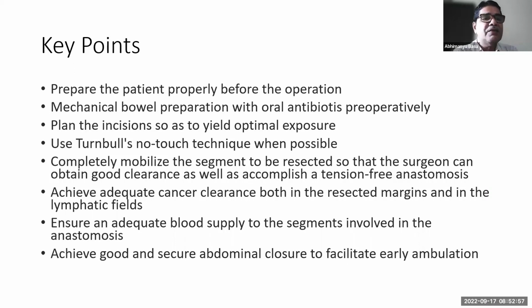mobilize the cancer itself. You completely mobilize the segment to be resected so that the surgeon can obtain good clearance as well as accomplish a tension-free anastomosis. It's very important. You have to mobilize so that a tension-free anastomosis is achieved and adequate cancer clearance is achieved, both the resected margins and lymphatic fields. Already we'll discuss the optimal resection margins and optimal resection lymphatic fields. Ensure an adequate blood supply to the segments involved with the anastomosis and achieve good and secure abdominal closure to facilitate early ambulation. As you know, nowadays the EHS guideline clearly explains how to close the abdominal wound, the suture preference, and the gap between the two stitches.